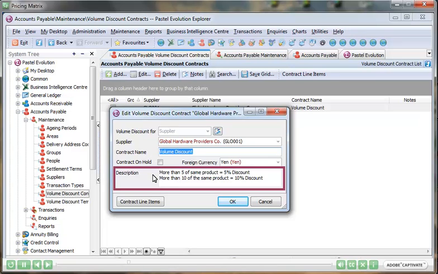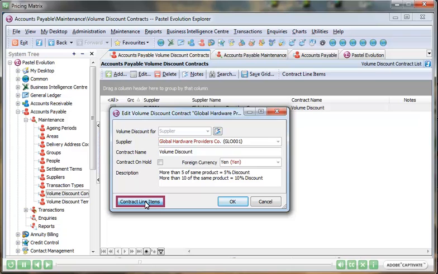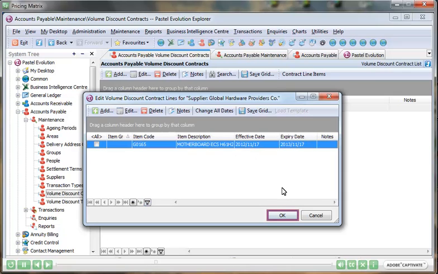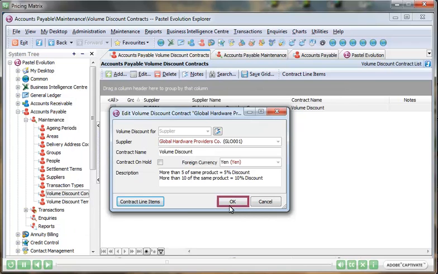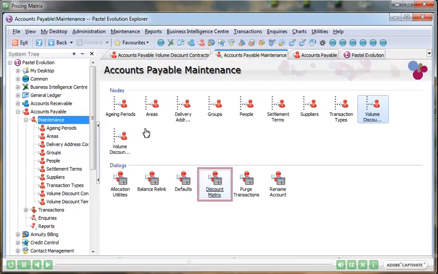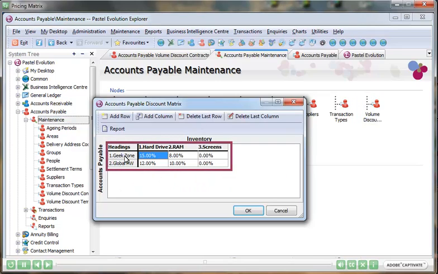You can create contracts that apply at varying levels of inclusion. Create a contract that applies to all of your customers or suppliers, a specific accounts receivable or payable group, or a specific customer or supplier. You can also create contract lines that apply to all inventory items, a specific inventory group, or a specific inventory item alone. Once the contracts are in place, there is no further work required on your behalf. Simply process normally and the discounts will be carried through.